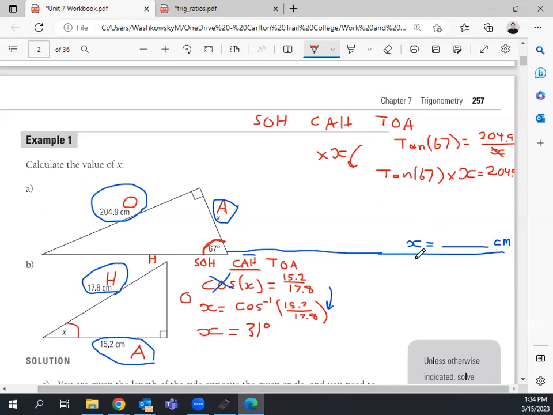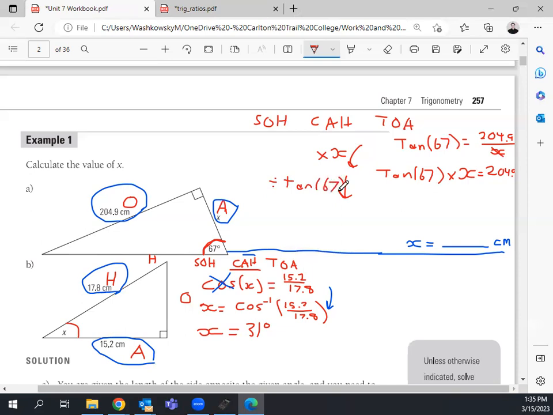So if we're not dividing, we can times by the sine. Yes, sometimes you do. So what I've got right now is x times tangent of 67 degrees. To get rid of that, I need to do the opposite of what's happening. The opposite of times by tangent is dividing by tangent.